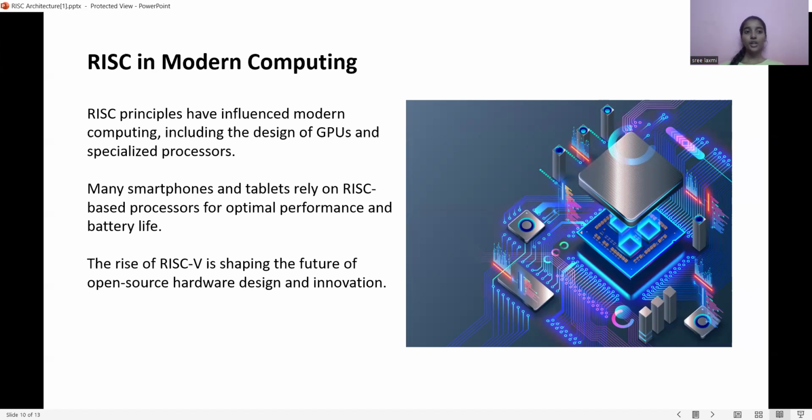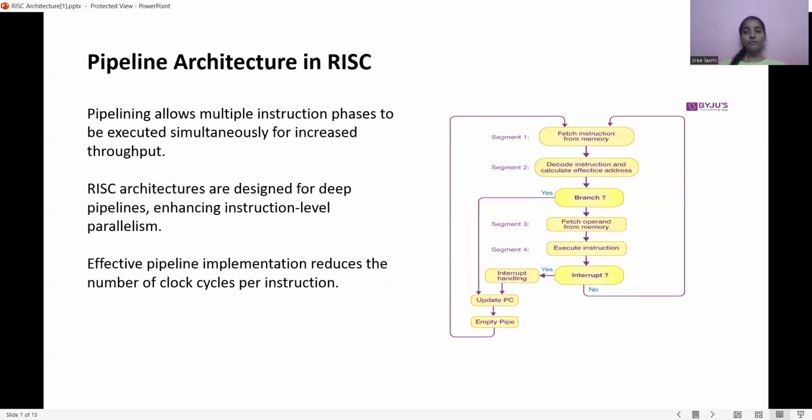RISC in modern computing. RISC principles have influenced modern computing, including the design of GPUs and specialized processors. Many smartphones and tablets rely on RISC-based processors for optimal performance and battery life. The rise of RISC-V is shaping the future of open source hardware design and innovation.